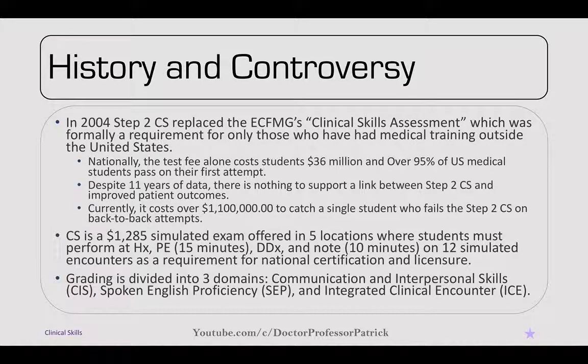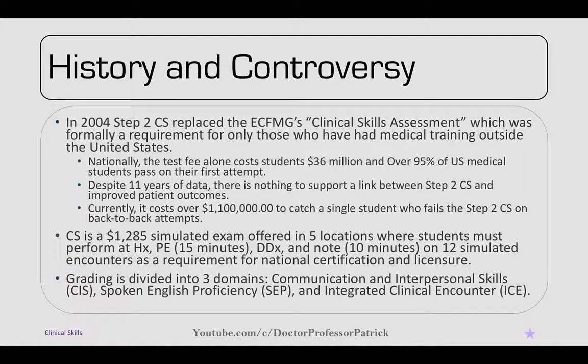So a little bit about the history and controversy of the exam. This exam was only mandated for U.S. medical grads beginning in 2004. It replaced the old clinical skills assessment, which was normally a requirement for those who had medical training outside the United States. So some of the controversies, nationally, the student fees account for $36 million. And then over 95% of U.S. medical students pass in their first attempt.